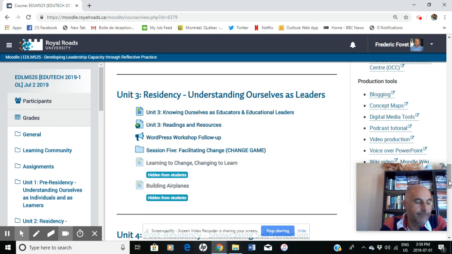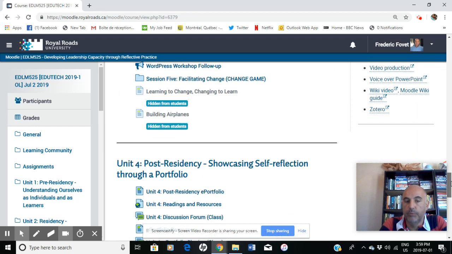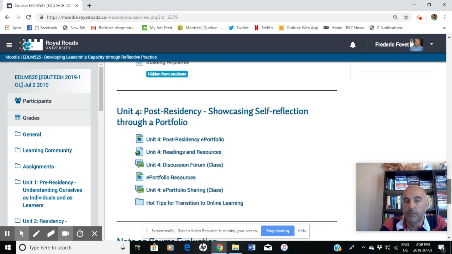This will leave you with the ePortfolio, which is mostly assignments 3C and 3D. 3C is the submission of your full portfolio, and 3D is your self-assessment of the full portfolio. So you're going to find all the directives in the assignment section.